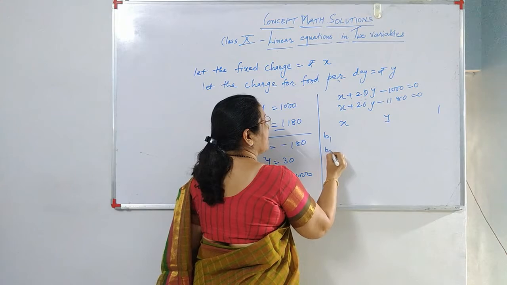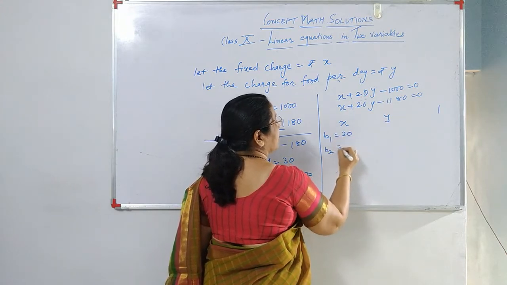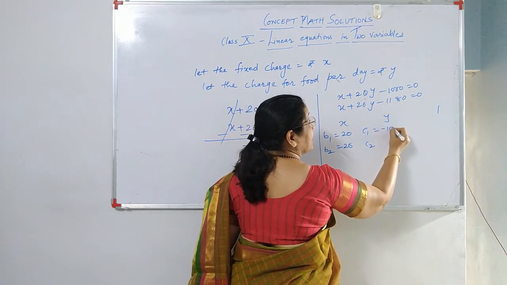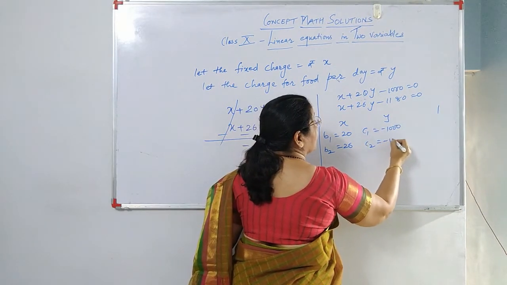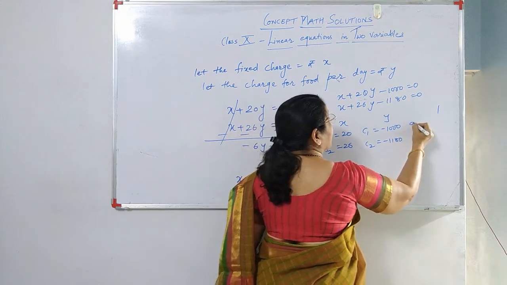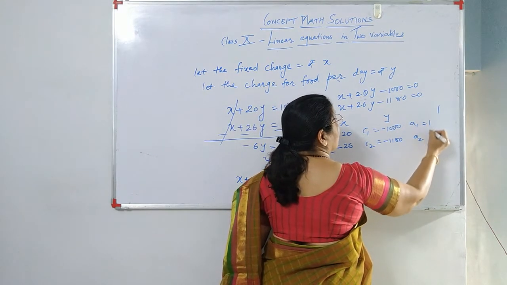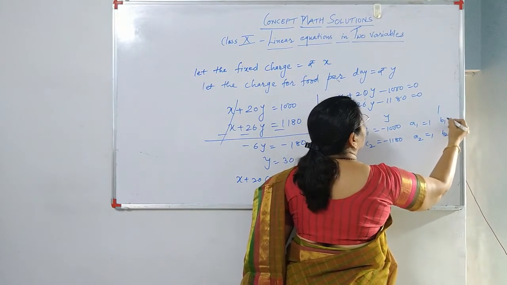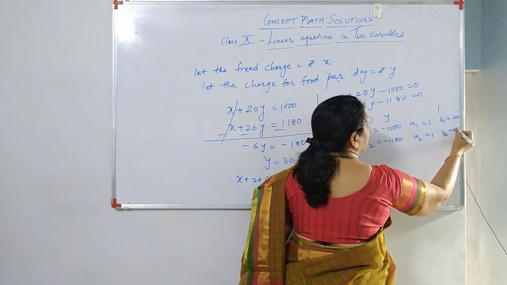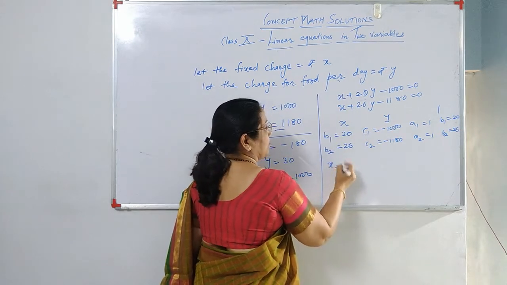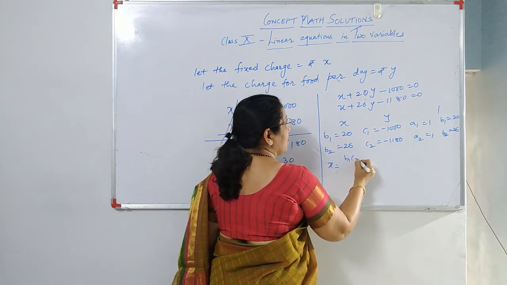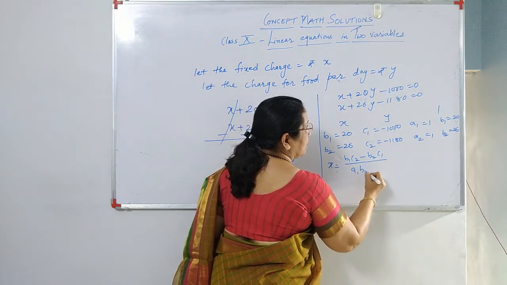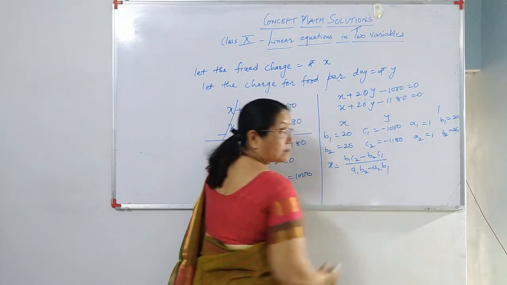Then we start B1, B2. B1 is 20, B2 is 26. C1, C2. C1 is minus 1000. C2 is minus 1180. Then A1, A2, both are 1. Observe the equations. And again B1, B2, which is 20 and 26. And then x is equal to B1 C2 minus B2 C1 upon A1 B2 minus A2 B1.